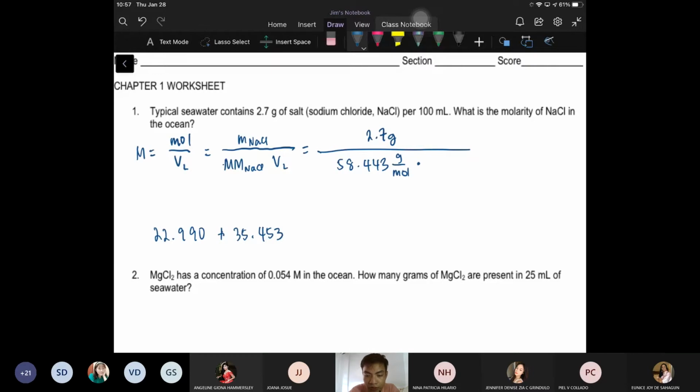And then lastly, volume of the solution in liters, no? So we have here 100 ml of solution. However, it should be expressed in liters. Now, what's the equivalence between liters and ml? Now, 1 liter is equal to 1,000 ml. Okay, so basically to convert ml to liters, you have to divide it by 1,000. No? So we can express 100 ml as 0.1 liters. Okay, so yan yung volume of solution in liter. And then let's solve, no?